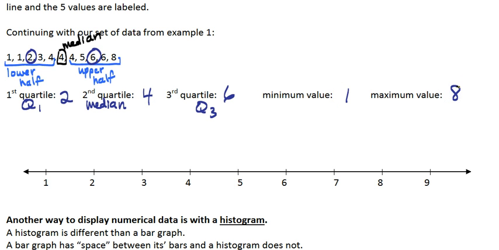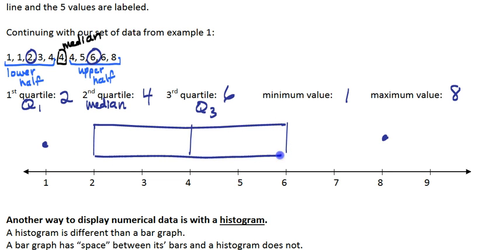And so here's what my box plot looks like. Above or below my number line, I have a dot at the minimum, a dot at the maximum. I'm going to have vertical lines at the first quartile, the median, and the third quartile. In the middle here, a box goes around that data, and I put a line out to either side.